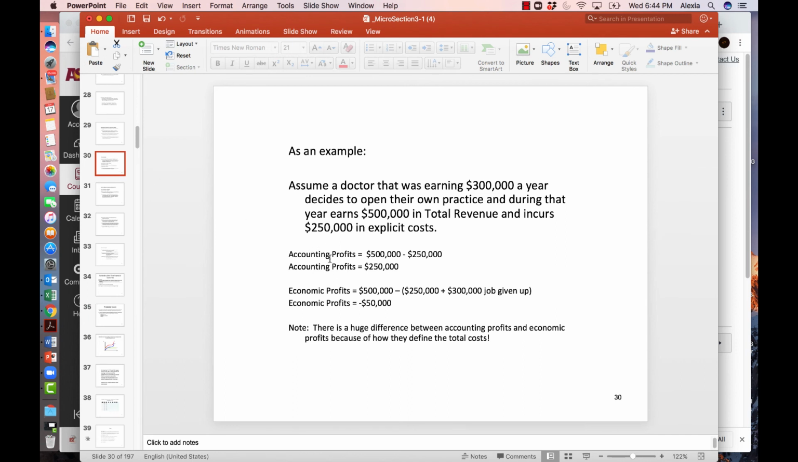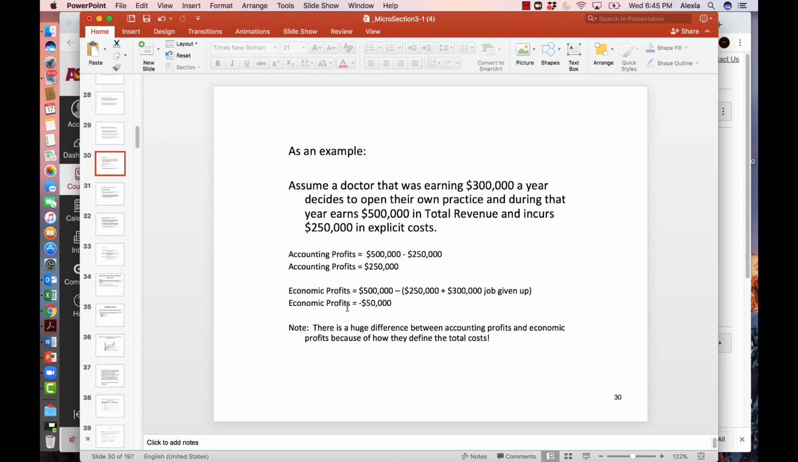So here's another example to really try and get the point across. Let's say you're a doctor, you were earning $300,000 a year and you decide you want to open your own practice. So your first year in business, we're just telling you, you earn $500,000 in revenue and your explicit costs, notice the costs I'm saying here, are $250,000. What would an accountant do? Well, they would take your revenue minus your costs. So according to the accountant, you're making $250,000.